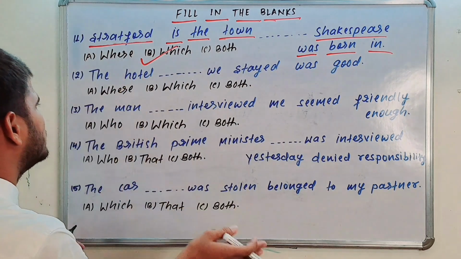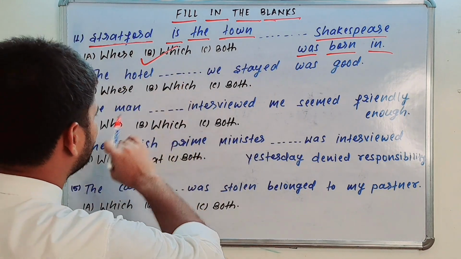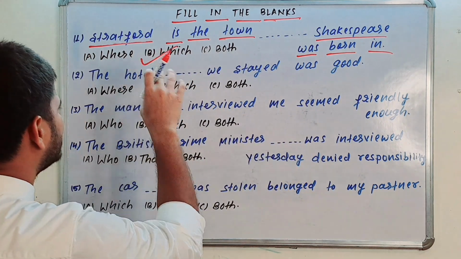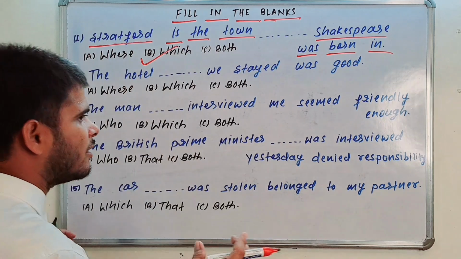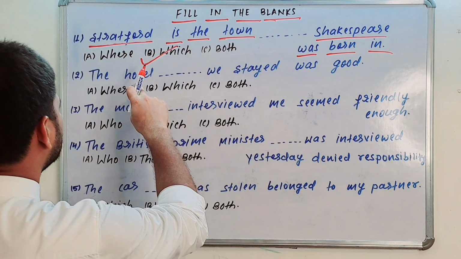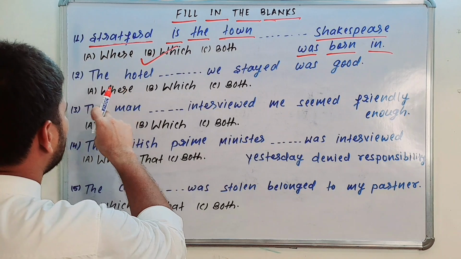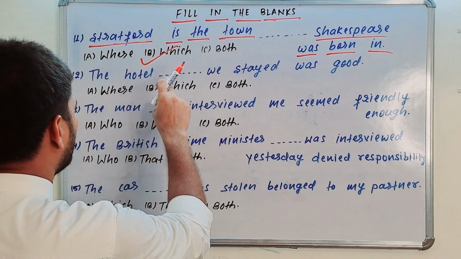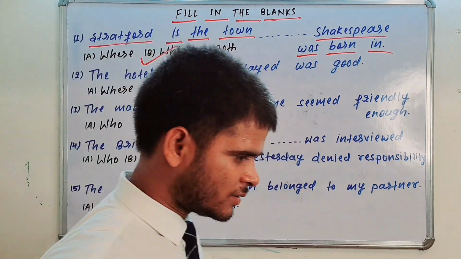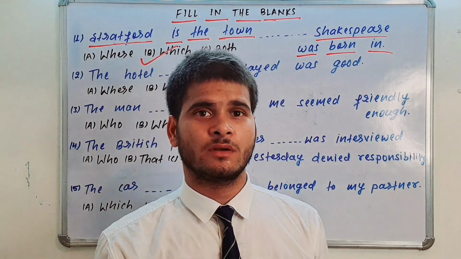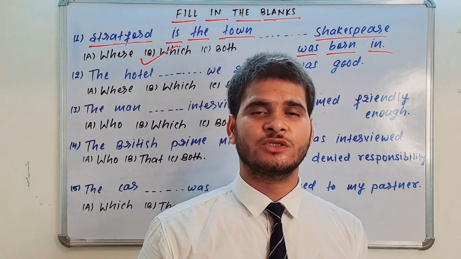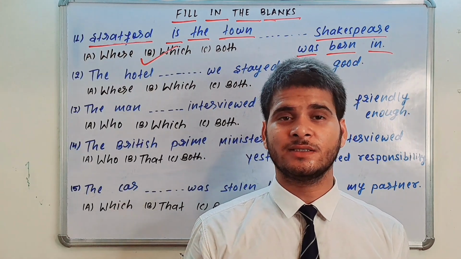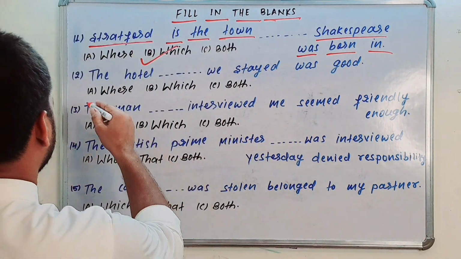And I told you where is used for place and which is used for animals, things, or an idea. But here someone is discussing a particular hotel, a place where the hotel is. So we have to put where: the hotel where we stayed was good. So someone is talking about a hotel where they stayed. That's why we have to put where. The suitable answer and the right answer is where.